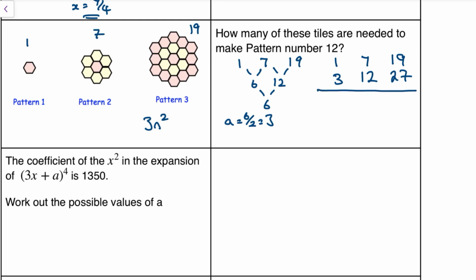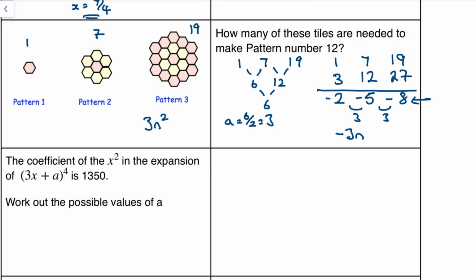Then if I take these numbers away, 1 minus 3 is minus 2. 7 minus 12 is minus 5. And 19 minus 27 is minus 8. So you can see the difference here is 3. Again, I'm making a bit of an assumption because I don't have enough terms to really do this properly. But nevertheless, this sequence here, I can say is getting more negative, so it's minus 3n.